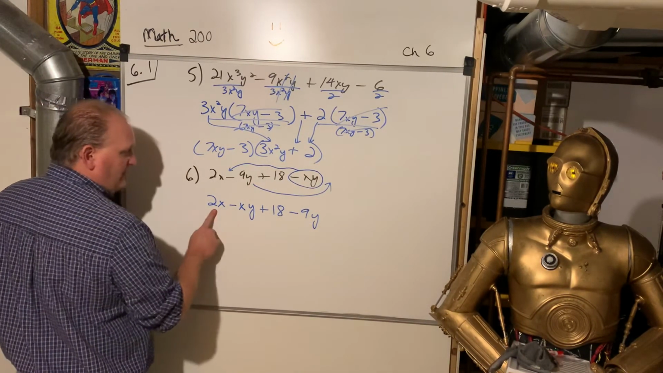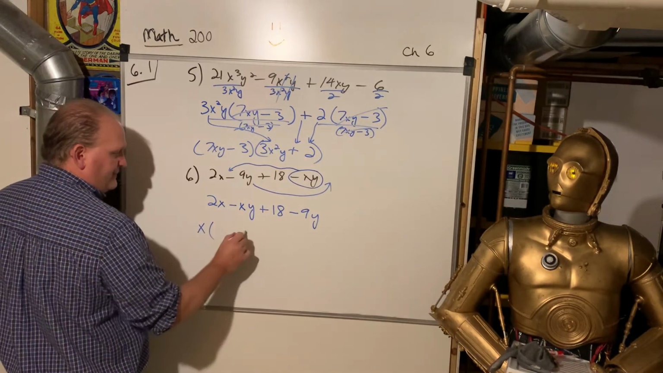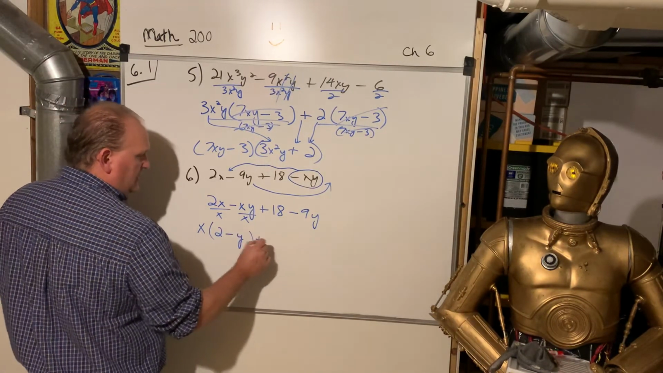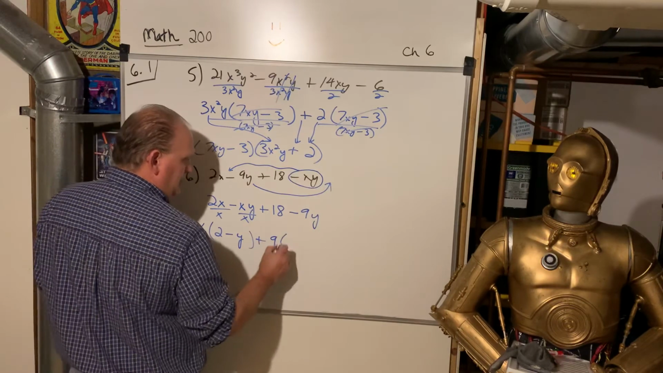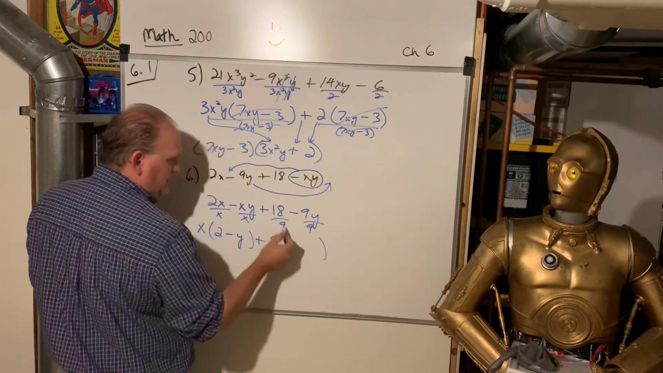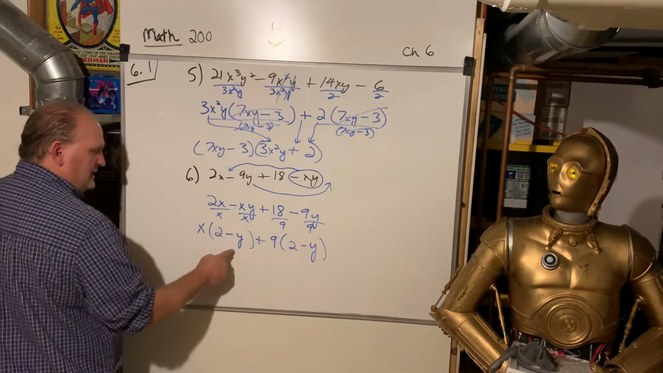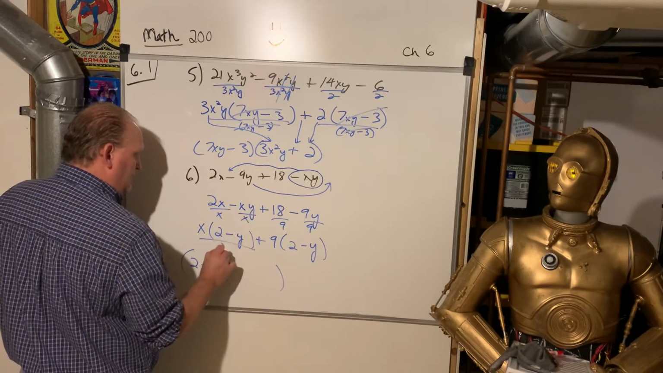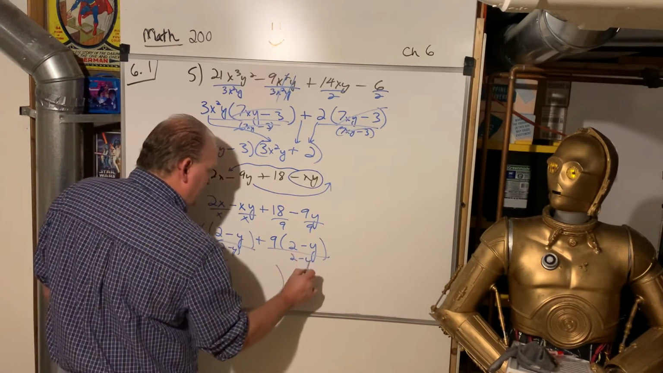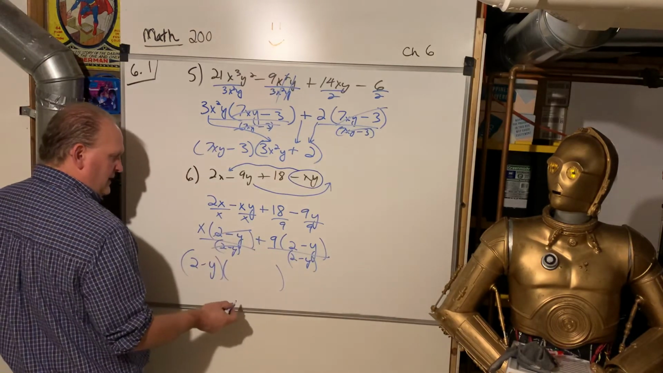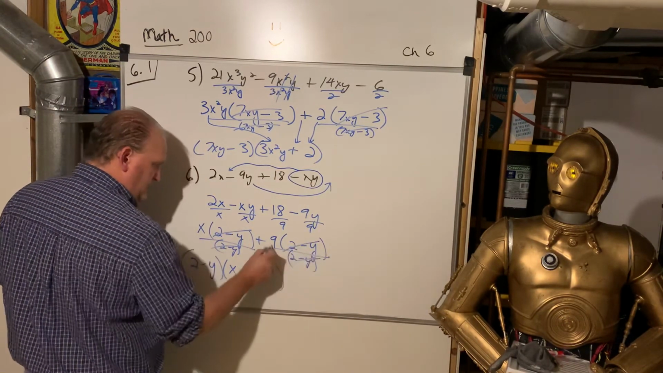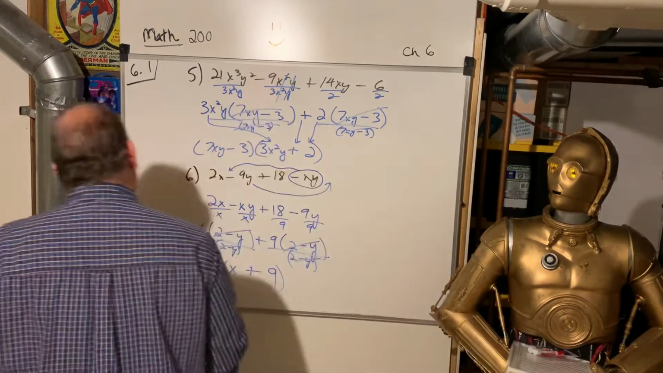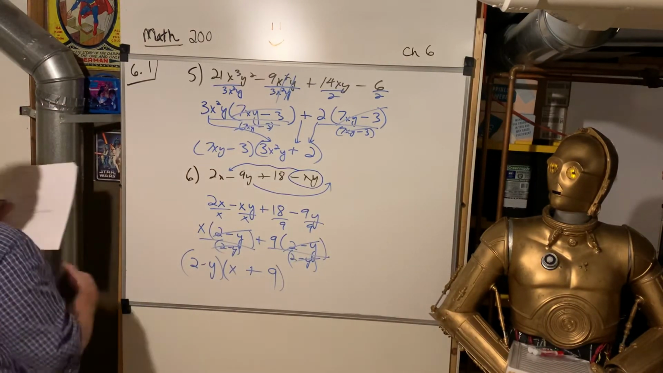Because now watch. What can I factor out of the first two now? An x, right? So we get 2 minus y. What can I factor out of the second two? Well, a 9, and you get 2 minus y. And now you got 2 minus y and 2 minus y, so let's factor that out. 2 minus y. And what's left after you cancel the 2 minus y? X minus y, 9, and a plus in between it, all right? Awesome.